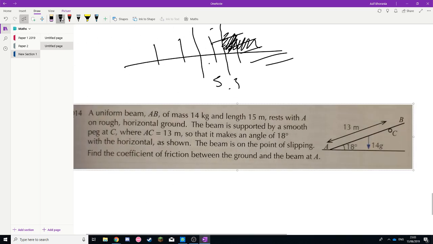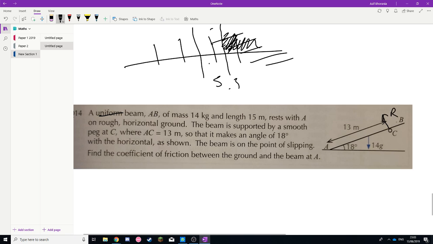Rough beam, mass 14, length 15, 14, 15, 13. Is that a triangle? I'm not sure. Rests at A on rough horizontal ground. The beam is supported by a smooth peg at C, AC, so it makes an angle. At the point of slipping, find the coefficient. It's uniform, that's nice. 7.5 meters away, then that means it's supported by a smooth peg at C, angle of 18.